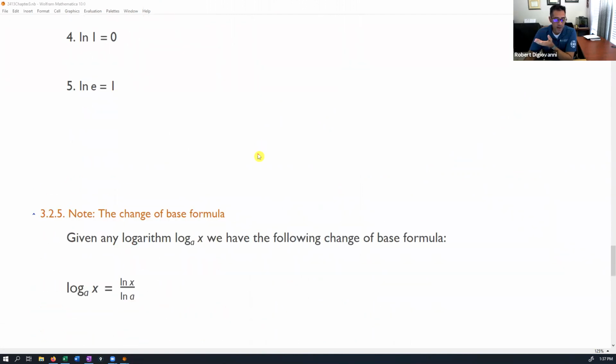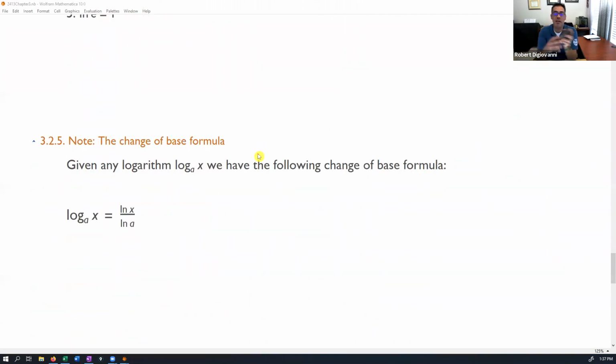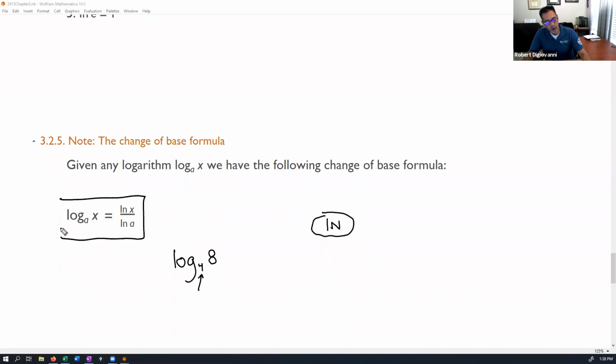Now if you've ever looked at your calculator, a lot of calculators only have a natural log key. It'll be a key that just says ln on it. So if you're trying to figure out in college algebra what log base 4 of 8 is, there's no key for log base 4.